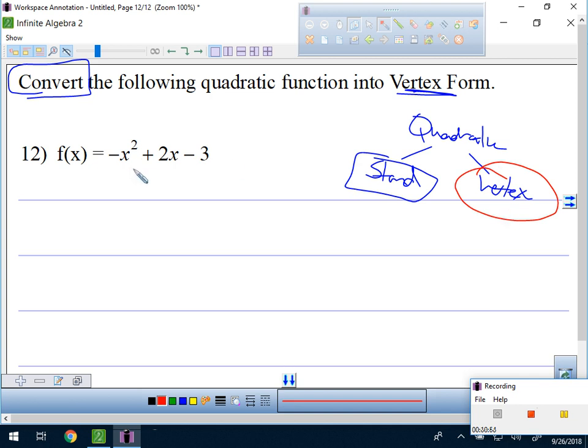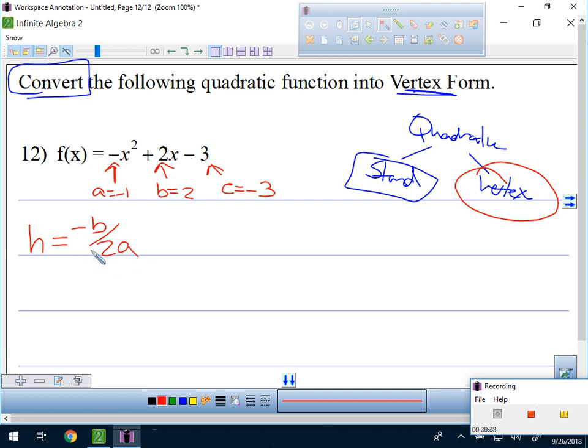So the first thing is I want to identify what a, b, and c are. Notice that a is -1, b is +2, and c is -3. Now, please don't get confused. Does it say anything about using the quadratic formula? No, so don't use the quadratic formula. Go back to the formula page, and you'll see this formula, h equals -b/2a.